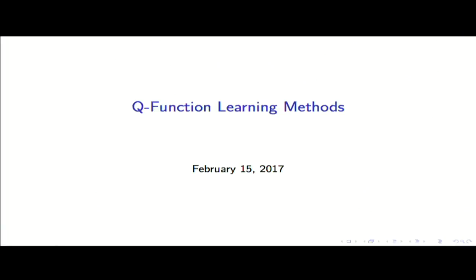But we're going to talk about methods that you can apply when you don't know all the parameters of the MDP. So this is called model-free reinforcement learning because it's not assumed that you know the model of the system. And I'm going to talk about a class of model-free reinforcement learning methods which center around value functions, and they're related to value iteration and policy iteration. In particular, we're going to talk mostly about value iteration in this class.